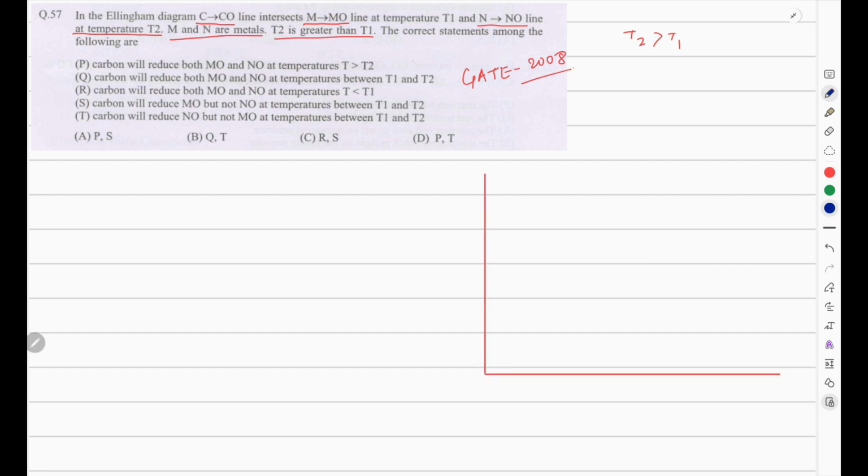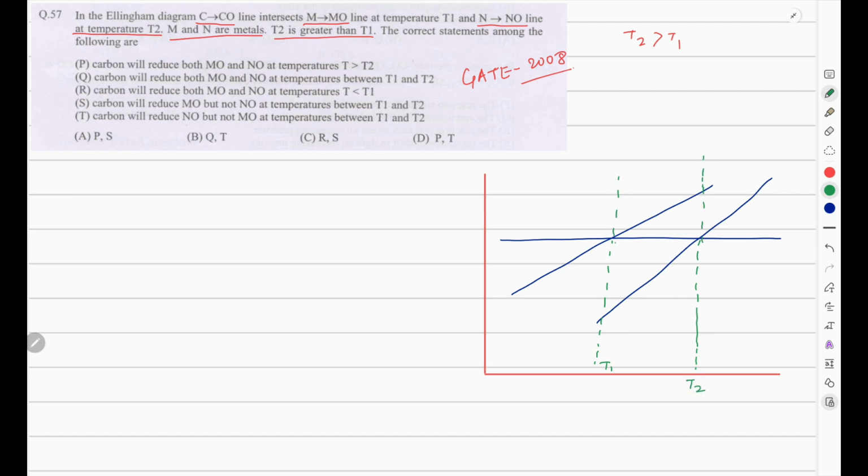As we know, the C giving to CO line is a horizontal line, so it will be like this. The metal giving to metal oxide lines, for both M and N, will have a positive slope. The first one will intersect at temperature T1, the second one will intersect at temperature T2, and it is given that T1 is less than T2. Now we can divide this into three regions: region 1, region 2 and region 3.